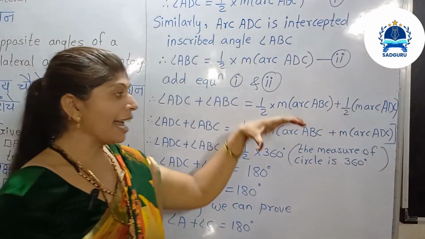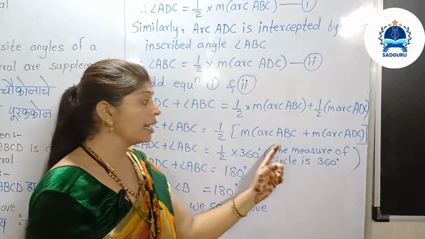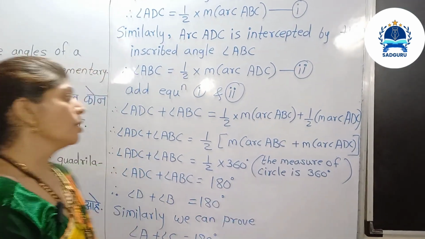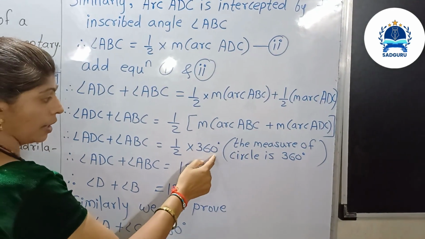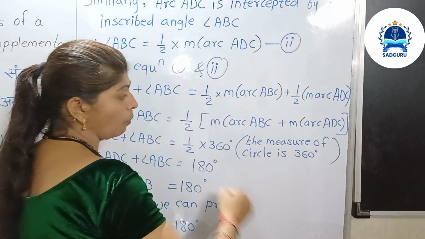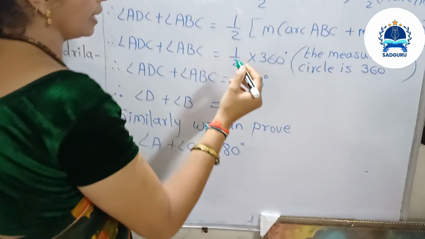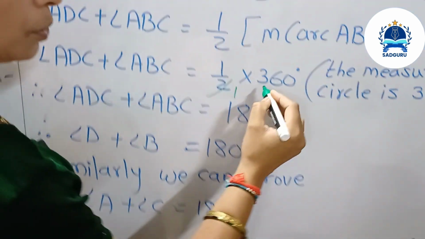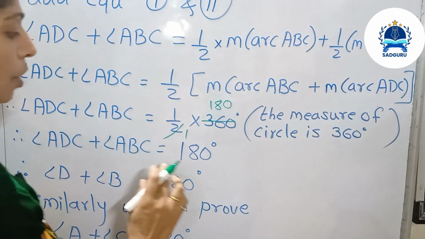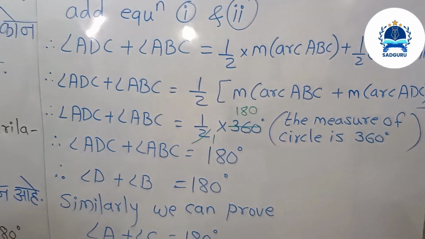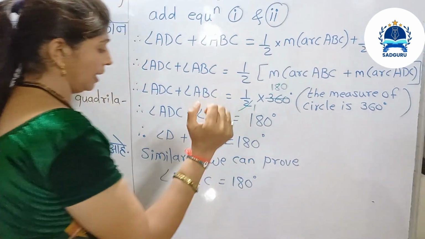So, arc ABC and arc ADC make a circle. A circle has a measure of 360. So, instead of arc ABC and arc ADC, we put 360 here, which is the measure of the whole circle. Now we divide 360 by 2. 2 ones are 2, 2 threes are 6, and 2 zeros are 0. So, here we get 180. So, angle ADC plus angle ABC is equal to 180.